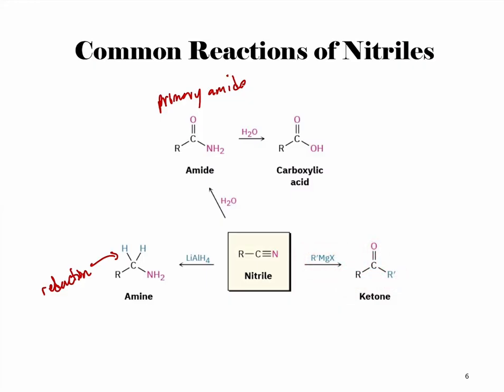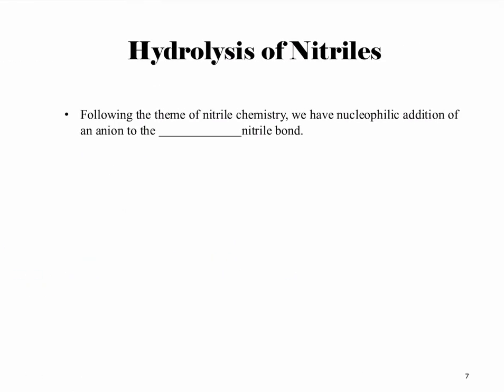A lot of the time these reaction mechanisms are going to be similar to the nucleophilic addition of a carbonyl carbon, except this is going to be a nitrile carbon that we're looking at. First one we'll talk about is the hydrolysis of nitriles. Following the theme of nitrile chemistry that we just talked about, we'll have the nucleophilic addition of an anion to the very polar nitrile bond, right? And so that creates an electrophilic carbon, which is susceptible to nucleophilic attack.